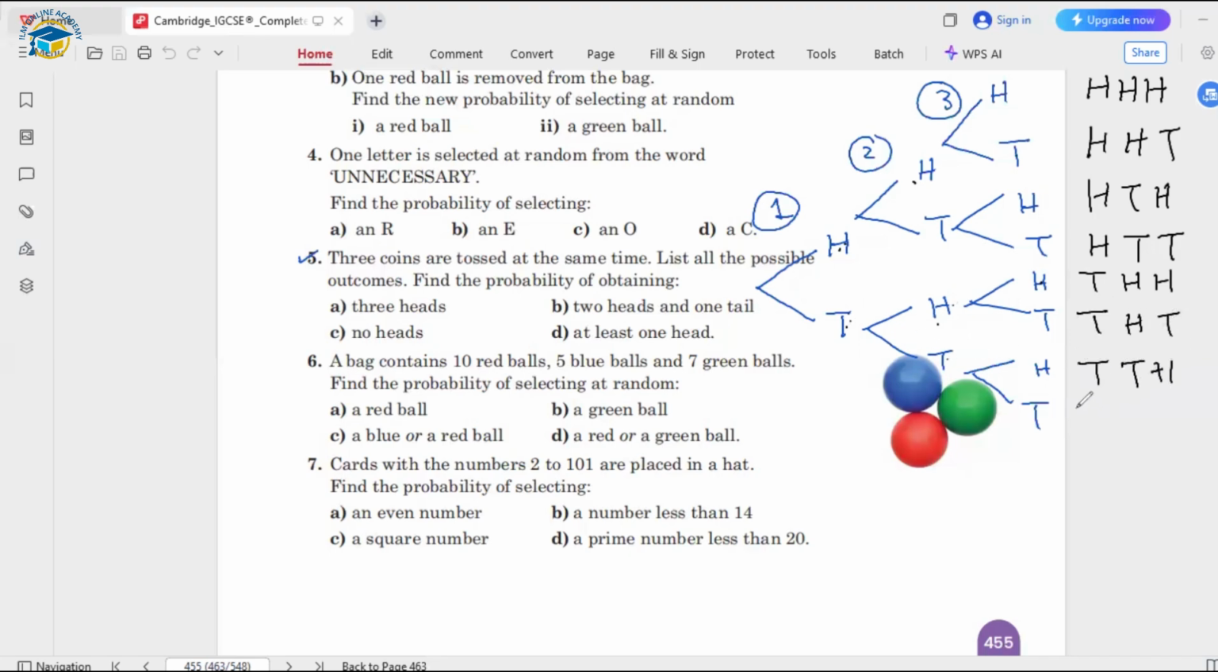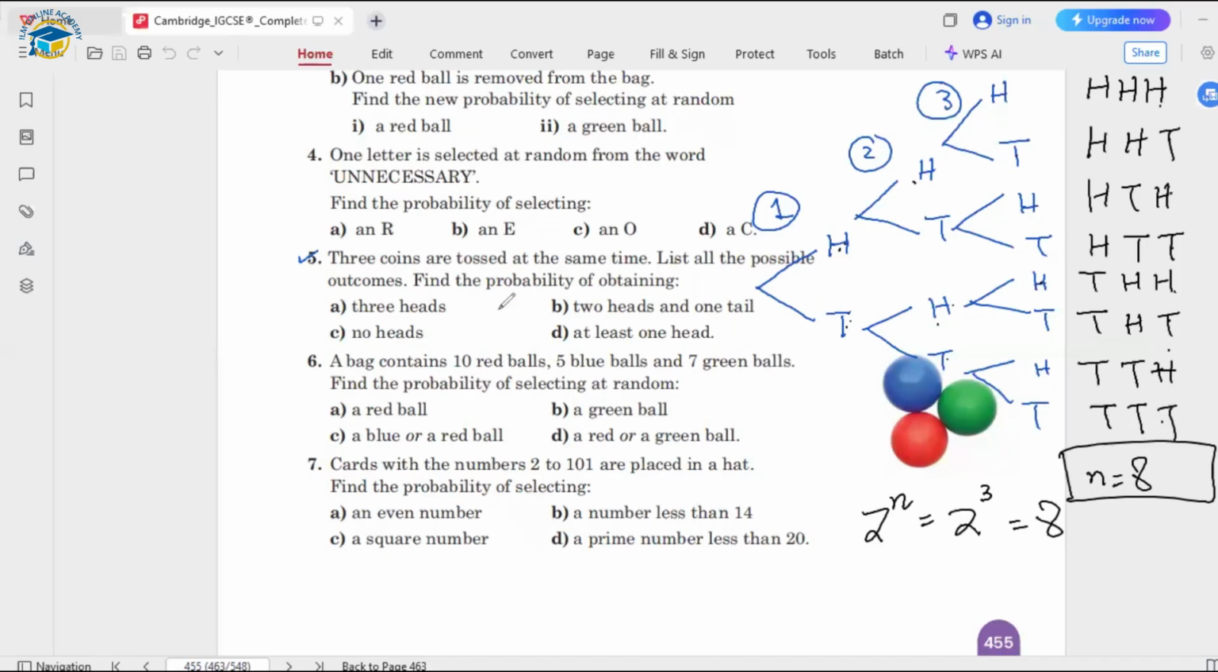And last but not the least is tail, tail, tail. So there is another way as well of finding the total possible outcomes. They're talking about three coins, so you can use this formula as well, 2 power n. At the place of n, you just write down the number of possibilities they give. For example, they're talking about three coins, so 2 power 3 gives you 8. So count the possibilities: 1, 2, 3, 4, 5, 6, 7, 8. The total number of trials is 8.